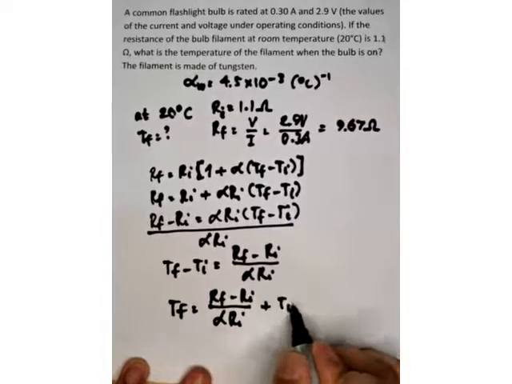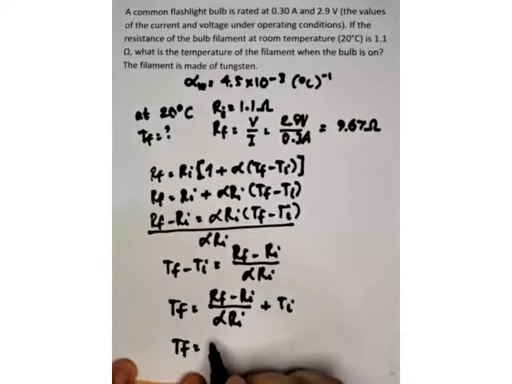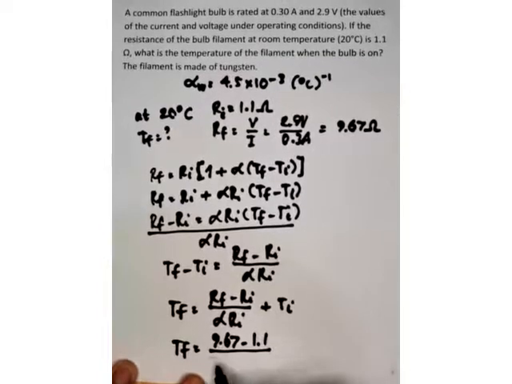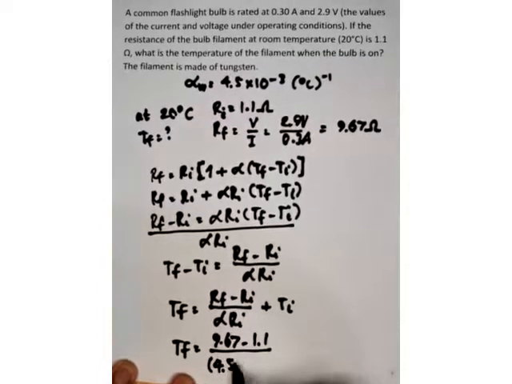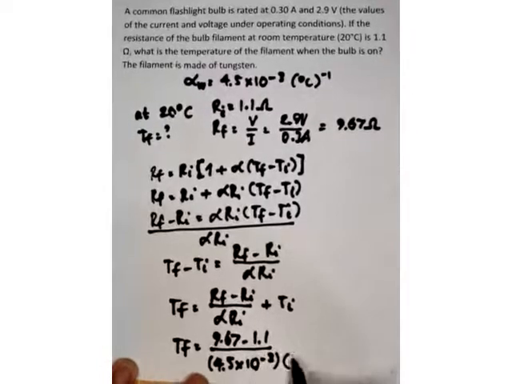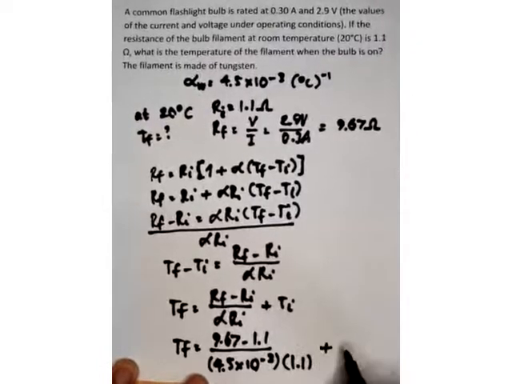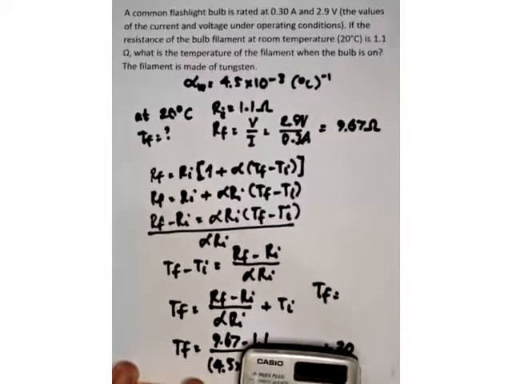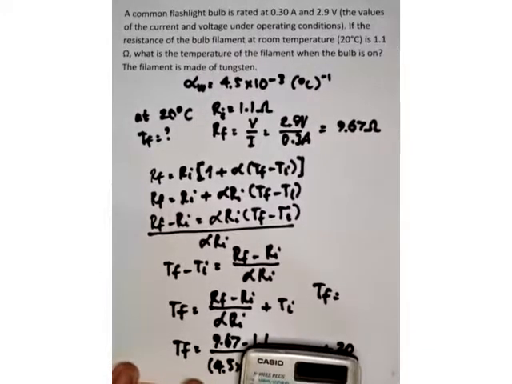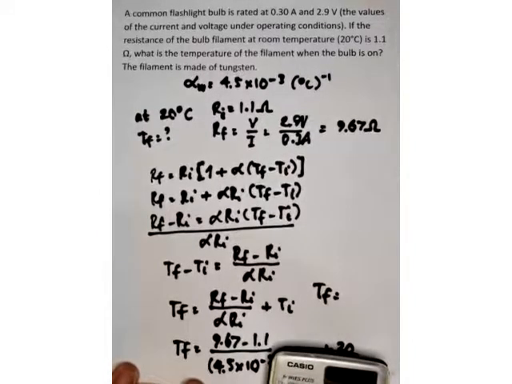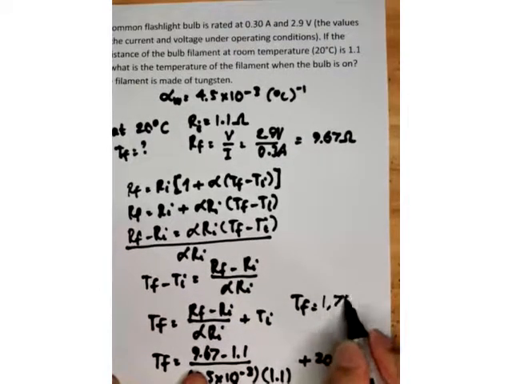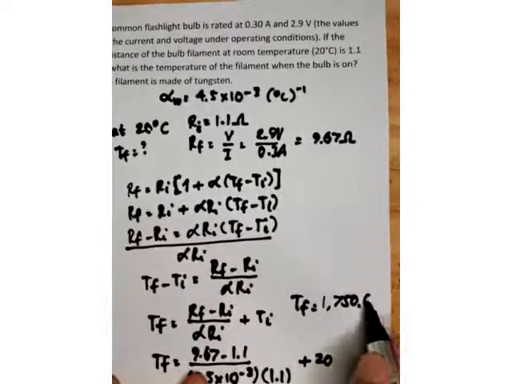So T final is equal to 9.67 minus 1.1 all over 4.5 times 10 raised to negative 3 times 1.1 plus 20. So what's our T final? Negative 3 plus 20. It's 1,750.64 degrees Celsius.